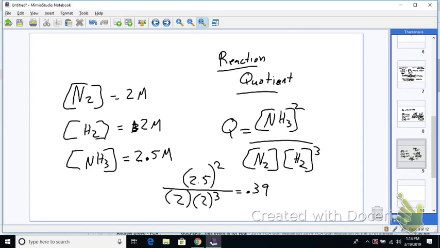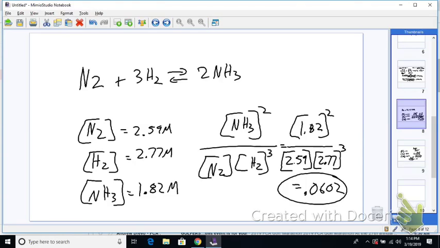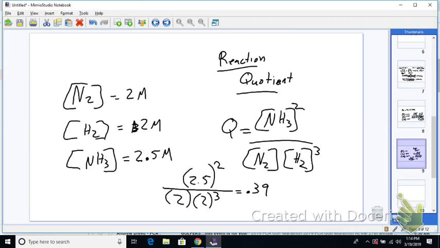So, is this at equilibrium, this reaction where we take those values? Is it at equilibrium? No. It's not at equilibrium. Because at equilibrium, it has to be 0.0602. And it's not at equilibrium. So, let's see where it's at. Does it need to react? Do we need to have more of the reactants react? So I'm going to put this reaction up here again. It's N2 plus H2 gives NH3. We got 2. We got 3.